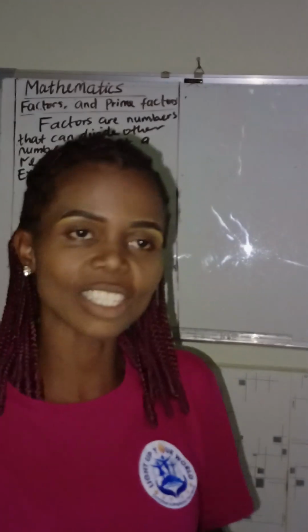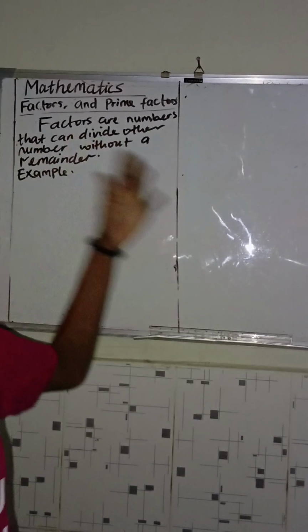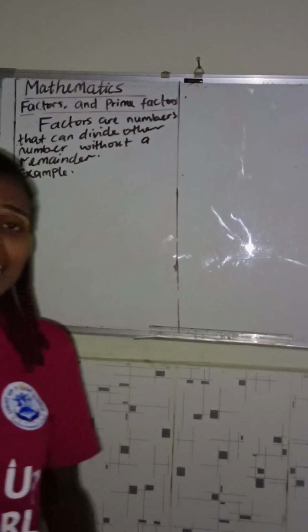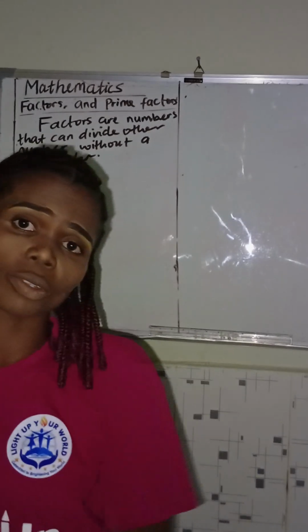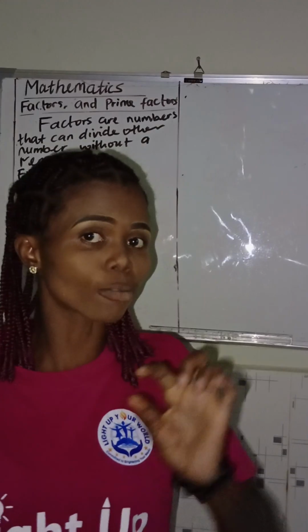Hi guys. So today, as you can see, we're talking about factors, prime numbers, and prime factors. So what are factors? Factors are numbers that can divide other numbers. Any number at all. It could be one. One is a factor of all numbers.